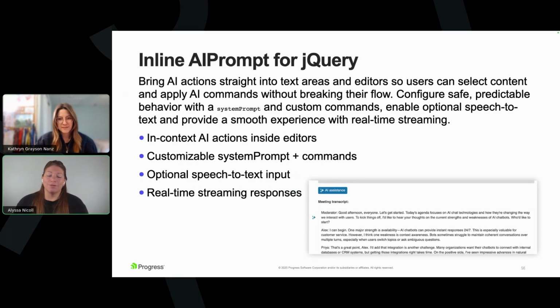The inline AI prompt for jQuery adds inline AI actions inside your text inputs and your editors. Users can select content and apply AI commands in place, and you can fully control behavior with system prompts and custom commands, and even speech to text if you like.